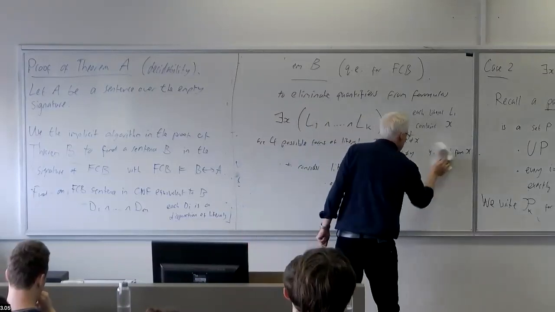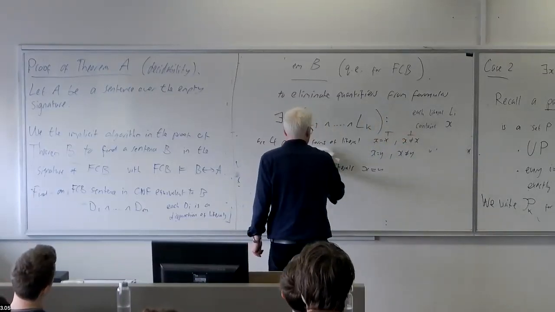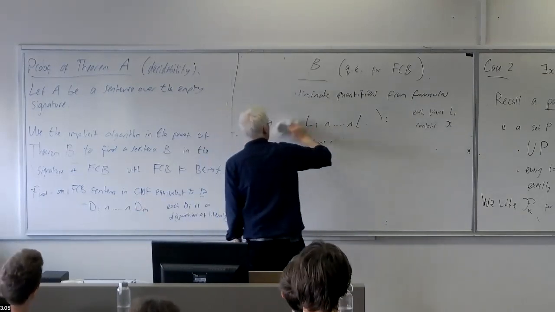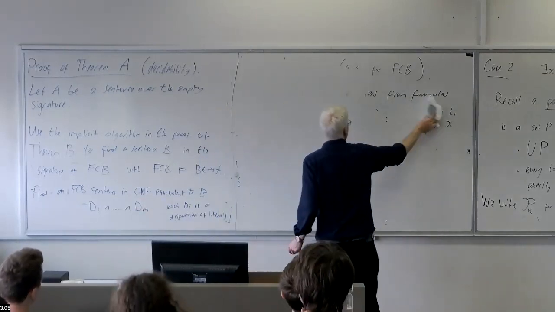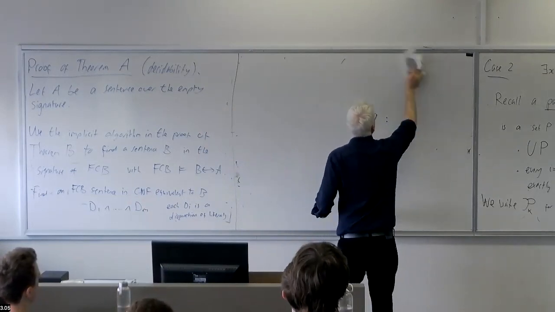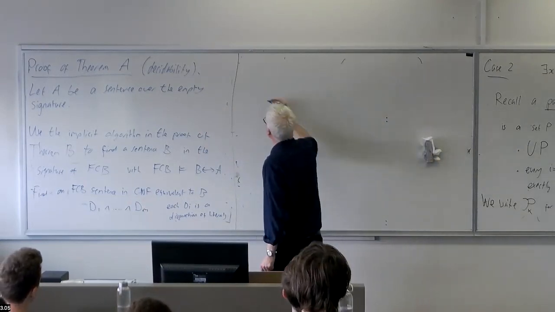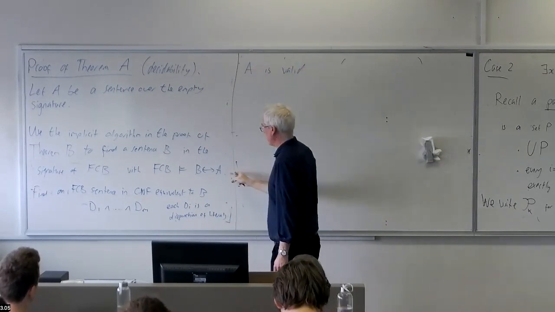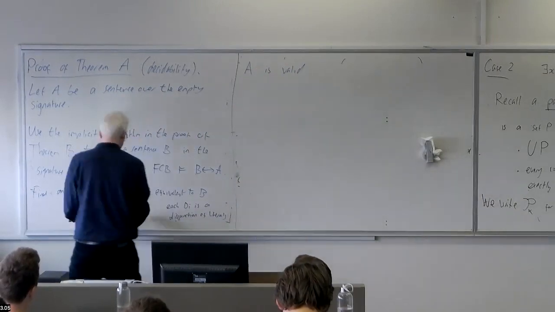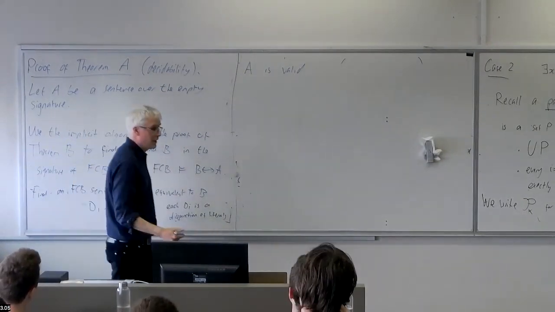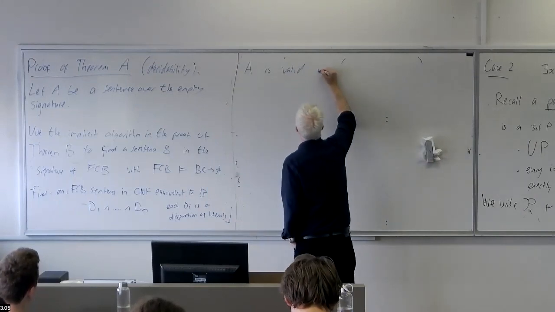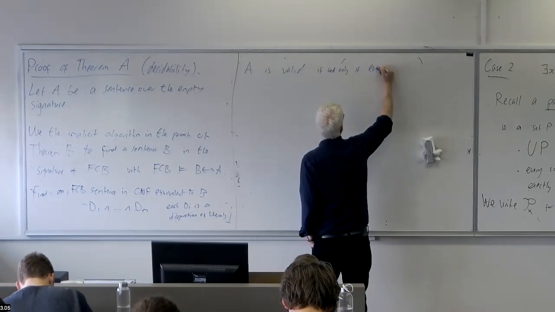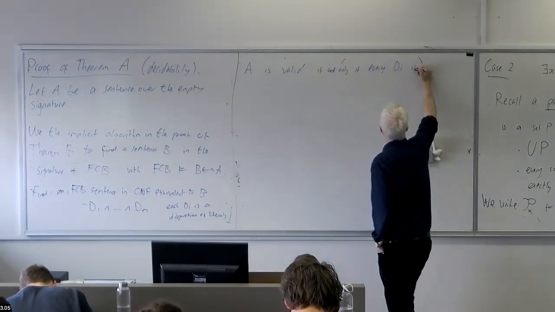So because this is a conjunction, it is valid, as I said, if and only if each DI is valid. Then the original A is valid if and only if B is valid. B is equivalent to this, and this is valid if and only if each DI is valid. So A is valid if and only if every DI is valid.